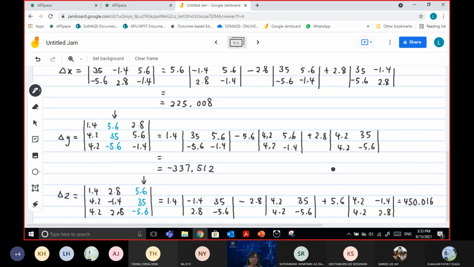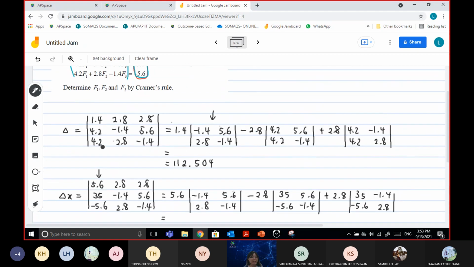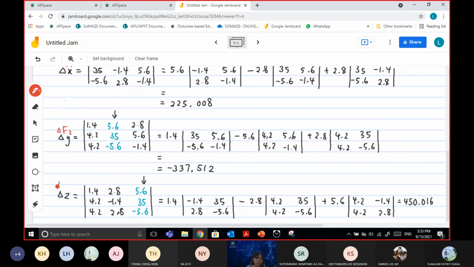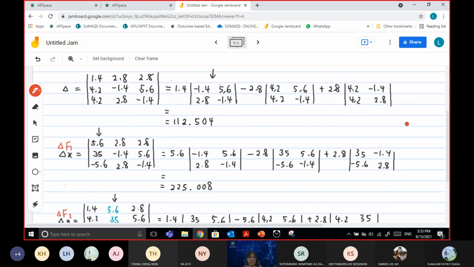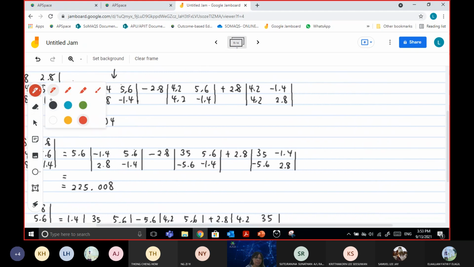Okay, then we proceed to find the values for the unknowns. Sorry, here is F1, F2, F3. So I should put it as determinant for F1, F2, then for F3. Next I will continue to find F1, which equals determinant for F1 divided by determinant.